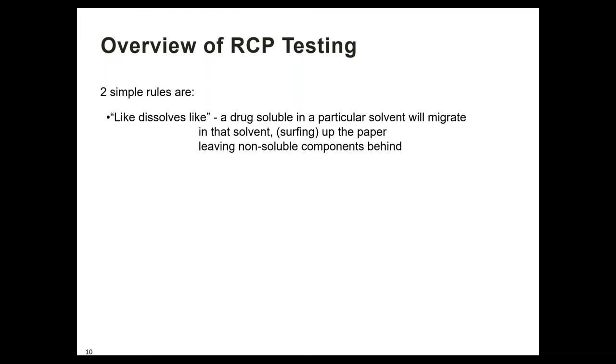So we're using a small piece of paper in a container of liquid. It'll climb up the page by capillary action. And I like to think of the surfer surfing up that wave as it climbs the page. If it's soluble, it moves with the solvent and climbs the page. If it's not soluble in that solvent, it will stay at the bottom where you put it. And that's the little girl with the floaties on her arms. She can't go in the deep water. She's not surfing. She's going to stay at the bottom. So that's the first rule of thumb: like dissolves like.